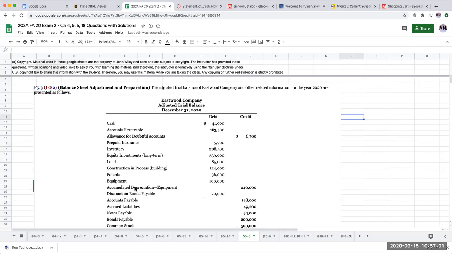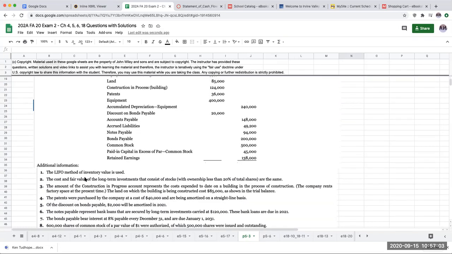We're given here a trial balance, and then it basically says LIFO is being used. Cost and fair value of long-term investments are the same. Amount of construction in process represents the cost expended on a date.